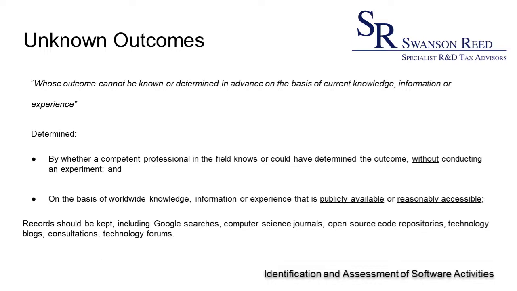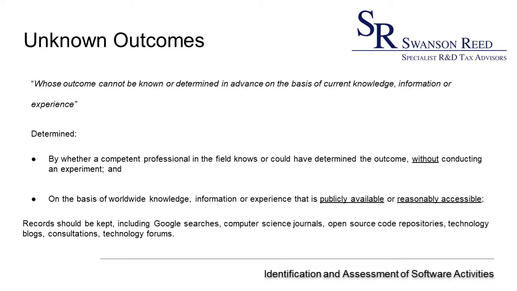Whether an outcome can be known or determined in advance without applying a relevant systematic progression of work is judged by whether a competent professional in the field knows or could have determined the outcome without conducting an experiment as part of a systematic progression of work, and on the basis of worldwide knowledge, information, or experience that is publicly available or reasonably accessible. AusIndustry expects applicants to search worldwide for an existing way to achieve their outcome before they identify the need to conduct R&D activities.